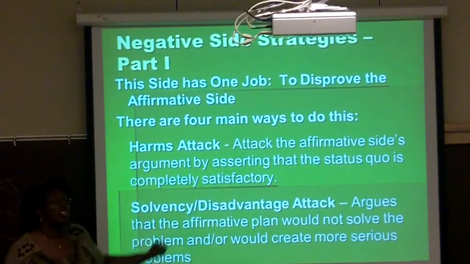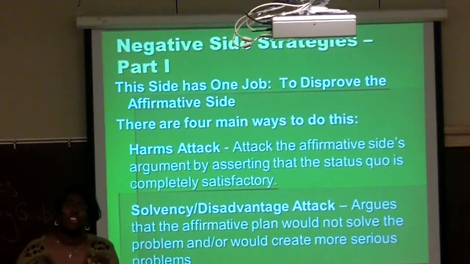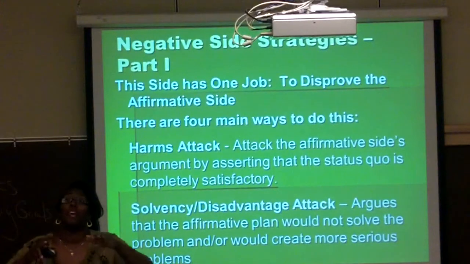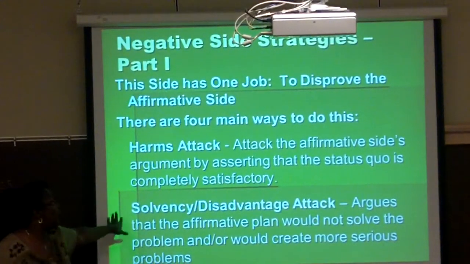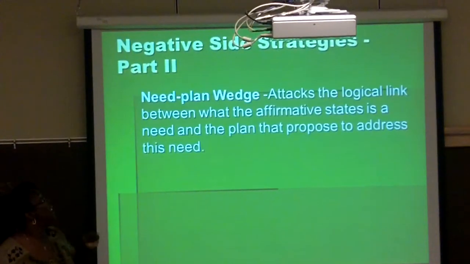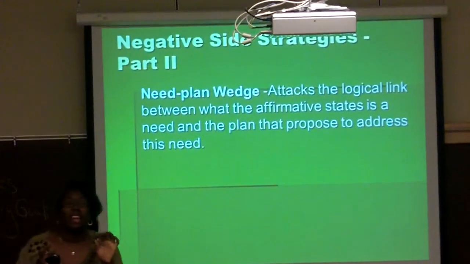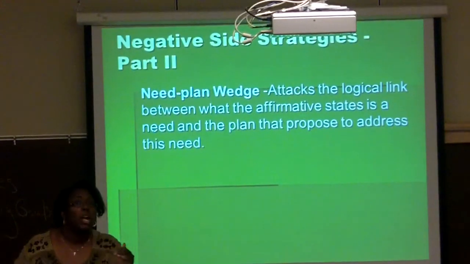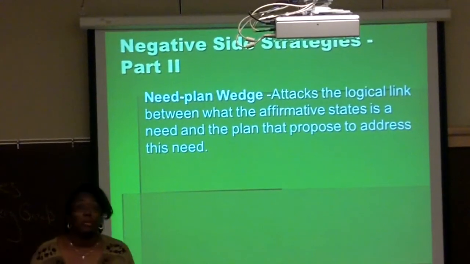They can launch a solvency attack or show that there is a disadvantage to making this change, that it either doesn't solve the problem, or in solving the problem, it creates bigger problems unnecessarily. Or more serious problems. Then you have the need plan wedge. This is where on the negative side, you prove that there's a breakdown in the connection between the changes that the proposed side is bringing forth and the benefits that are to be realized.